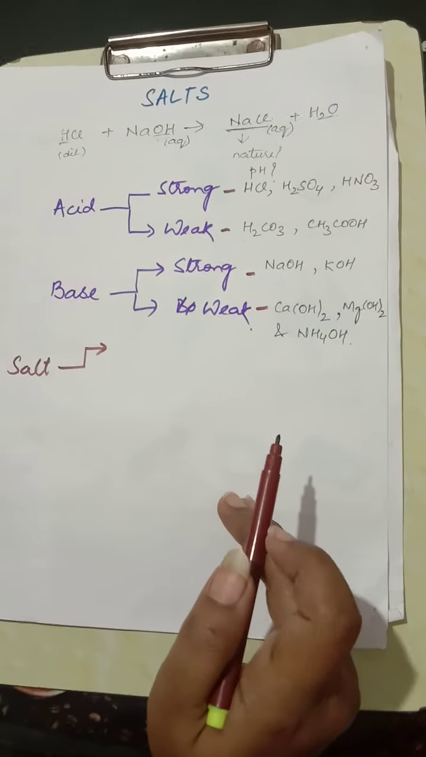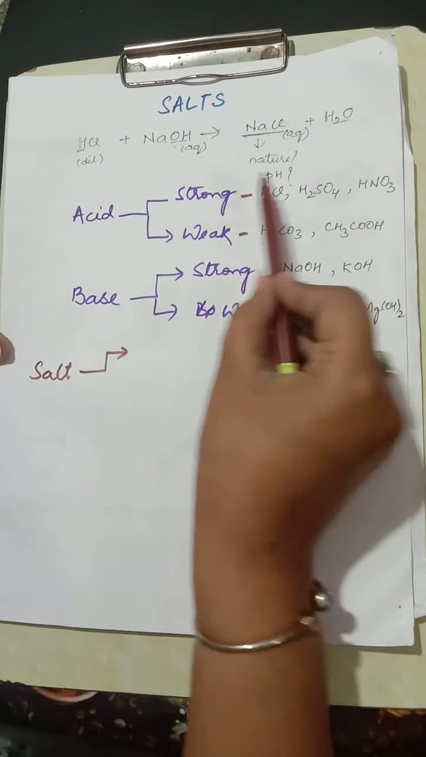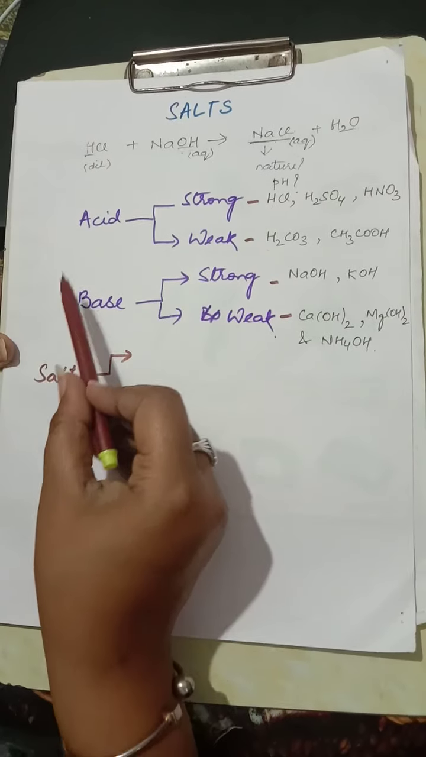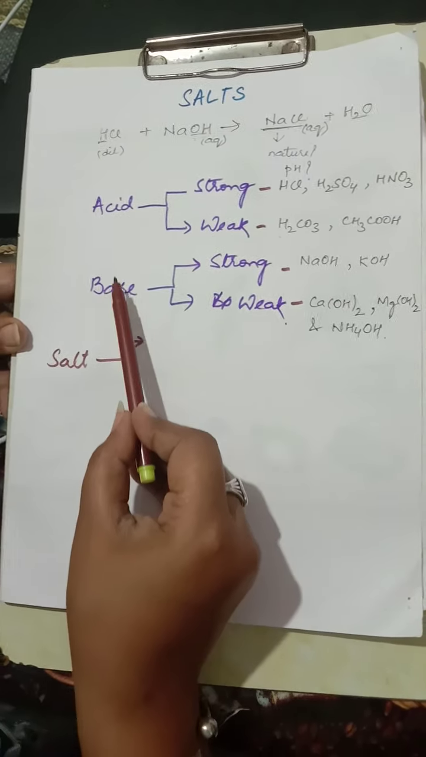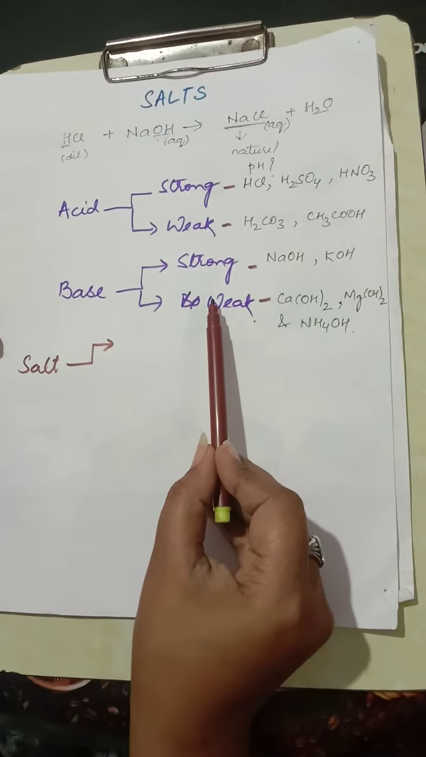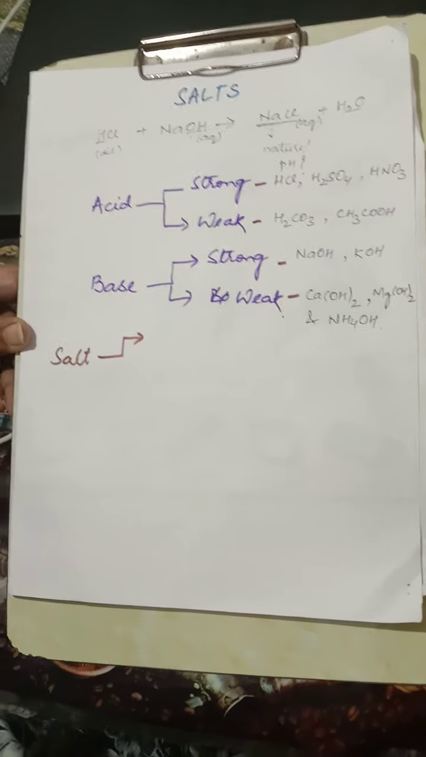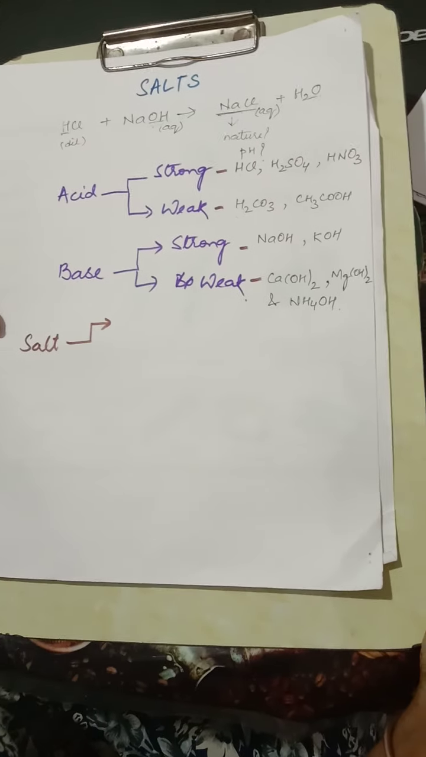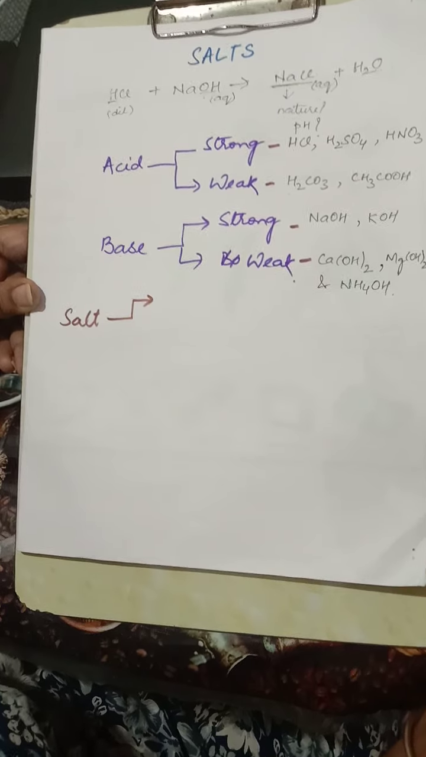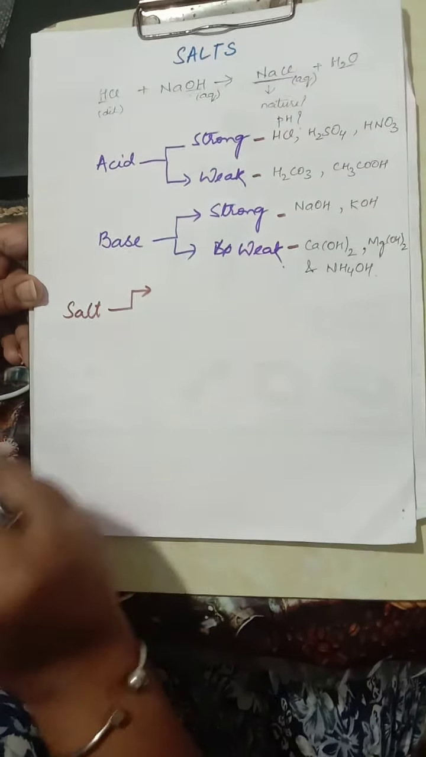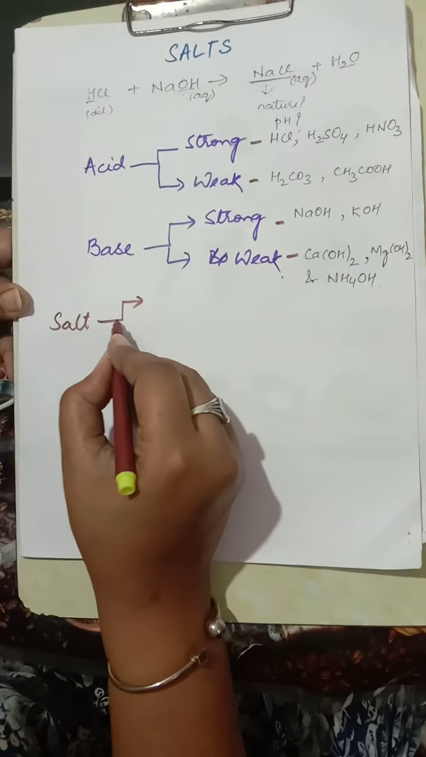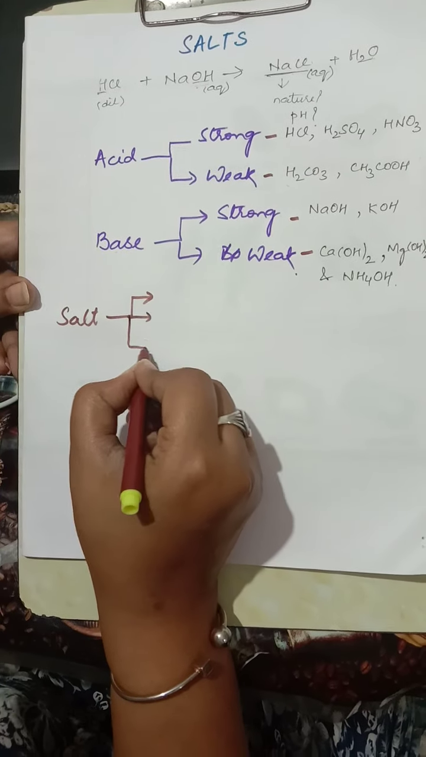Now, these four things, that means strong acid, weak acid, strong base, weak base, will be the basis for finding out the nature and pH value of aqueous solution of salt. For that, we need to find out what are the types of salt.